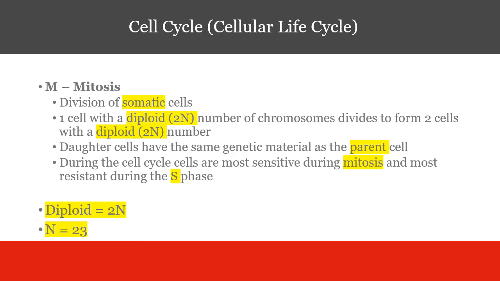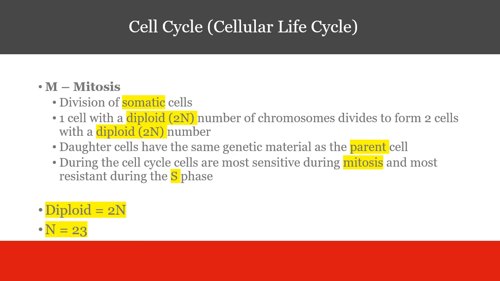Just to go back, I remember learning this in the 8th grade, so it's been a while: a diploid number is a 2n number, and n means the number 23. These are referring to somatic cells. If you think back to the number of chromosomes you have in your body, 2 times 23 is 46. So these are the cells of the body that are dividing, that we're going to go through the process of mitosis. Your 2 daughter cells have the exact same genetic material as the parent cell did.